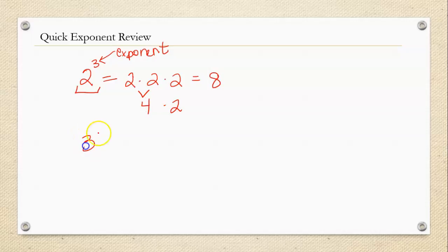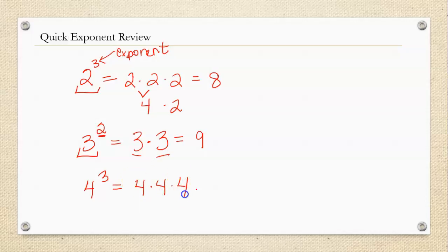Let's try another one. What if we had 3 squared? So all this means is to write this base number 2 times because the exponent is 2. 3 times 3 is 9. A common mistake is sometimes people will do 3 times 2. But just remember that this is how many times they want you to write that base number, 2 times. So what if we tried 4 cubed? That would be 4 times 4 times 4.